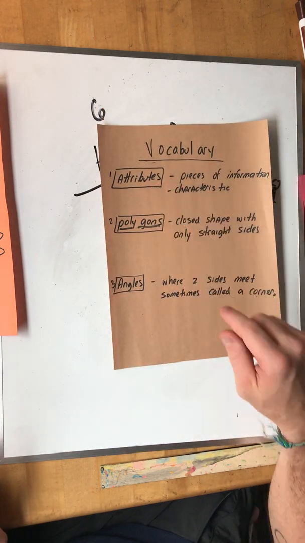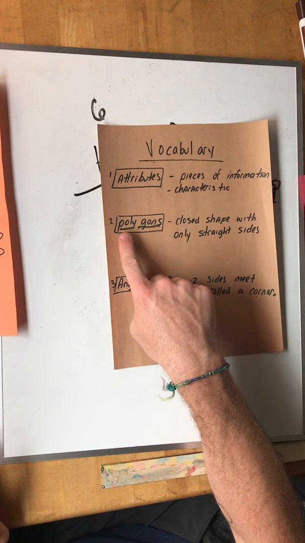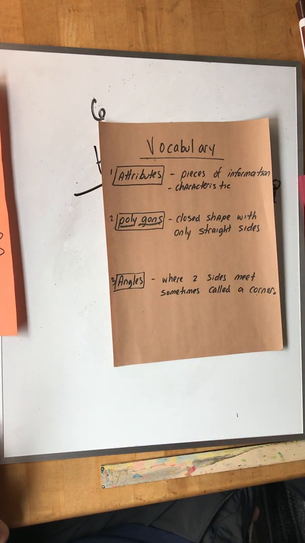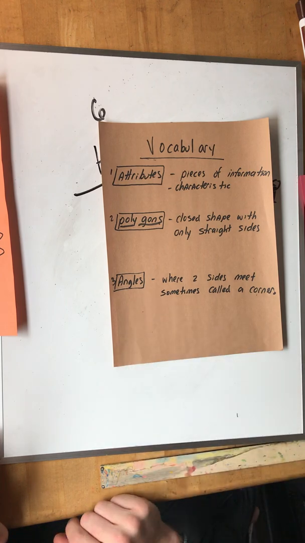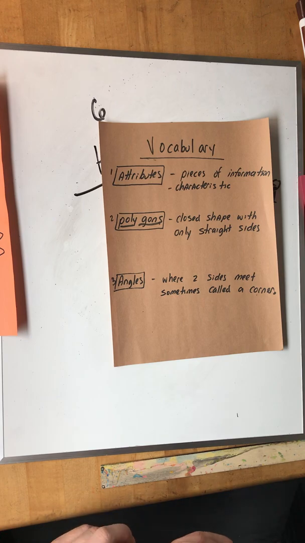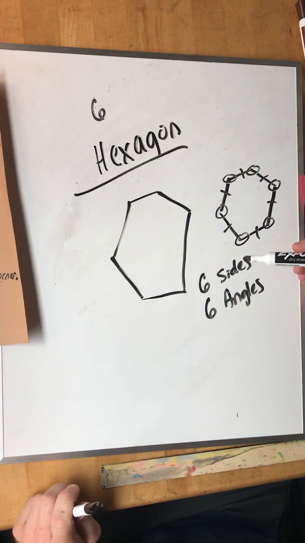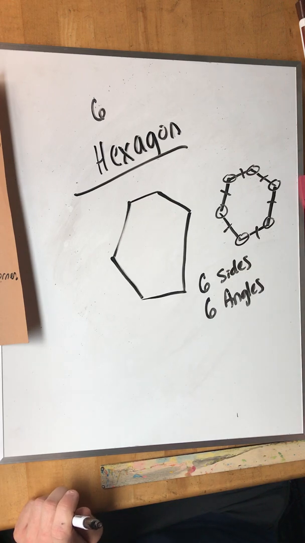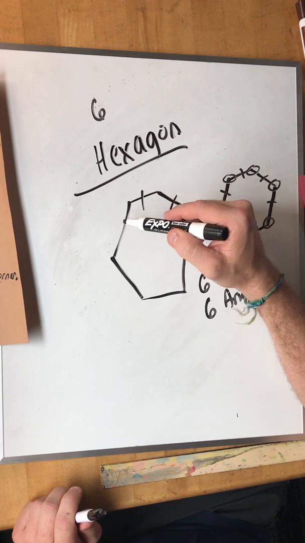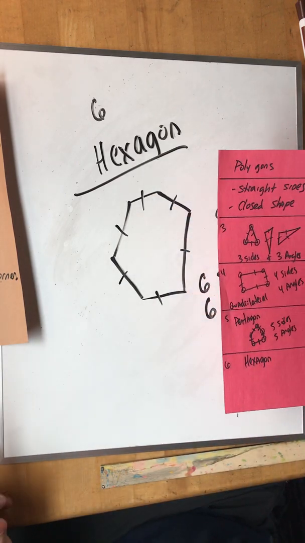Okay, if you're a little confused in the vocabulary, we can come right back. We're talking about different attributes, different characteristics of the shapes. Polygons are closed shapes with only straight sides. Angles, where 2 sides meet, are sometimes called a corner, also an angle. 6 sides, 6 angles. Here is our hexagon. If it has 6, it's called a hexagon.